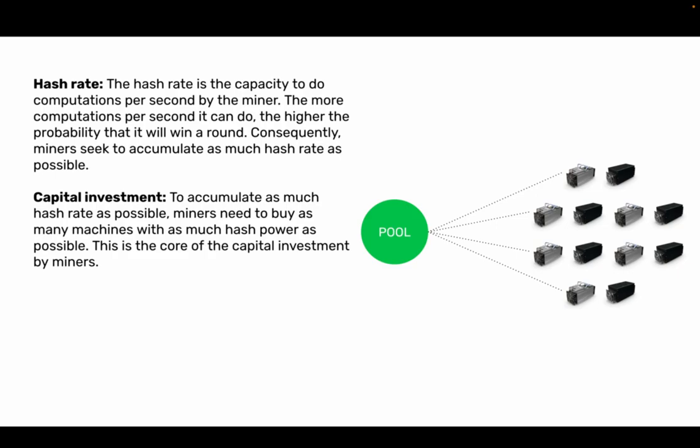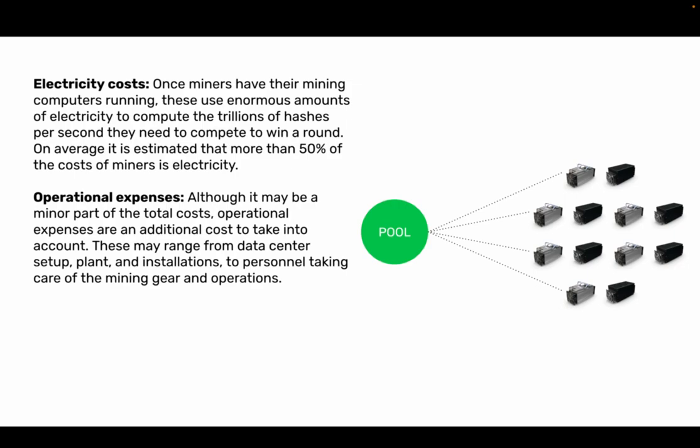Capital investment. To accumulate as much hash rate as possible, miners need to buy as many machines with as much hash power as possible. This is the core of the capital investment by miners. Electricity costs. Once miners have their mining computers running, these use enormous amounts of electricity to compute the trillions of hashes per second they need to compete to win a round. On average, it is estimated that more than 50% of the cost of miners is electricity.